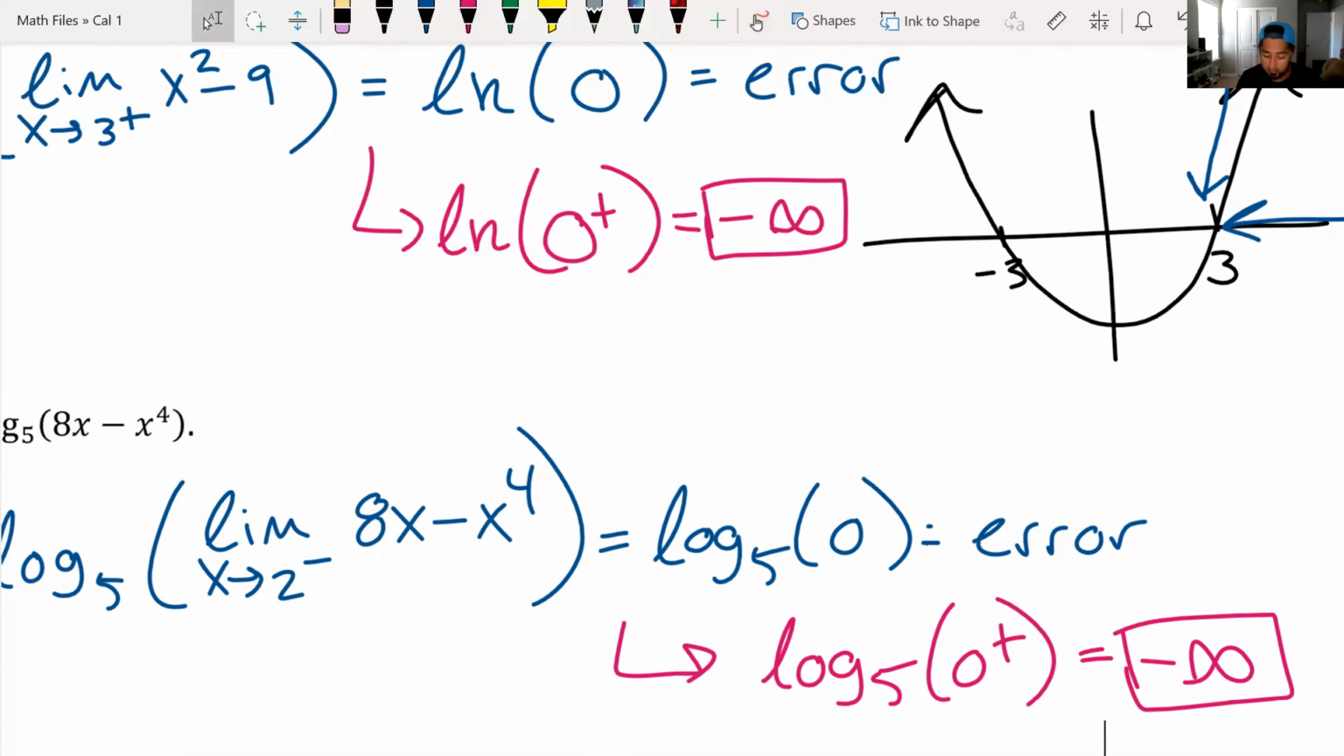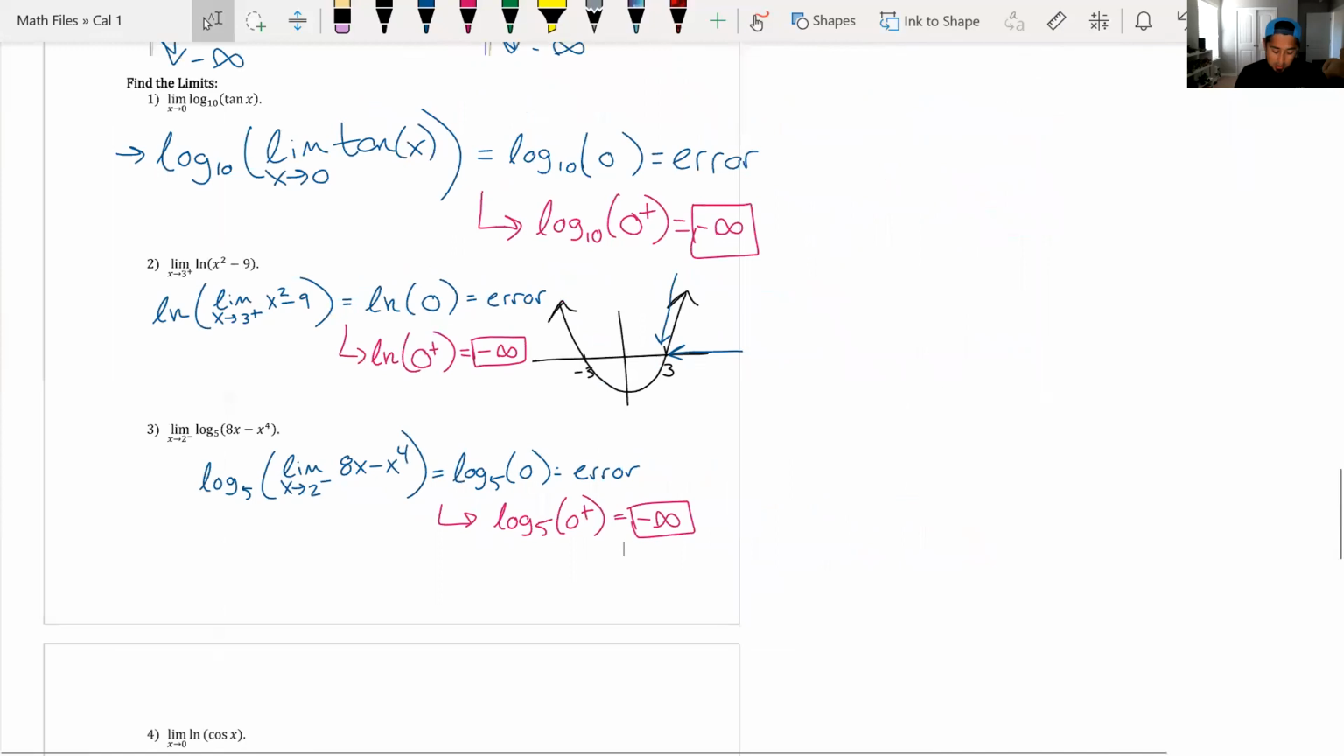Okay, excellent. So that's what we want to do. If we can plug the number in and think about it like that, then we can evaluate these limits. If we need to whip out a calculator, we will definitely take out a calculator. But hopefully we don't have to.